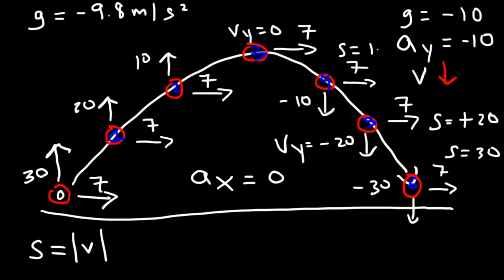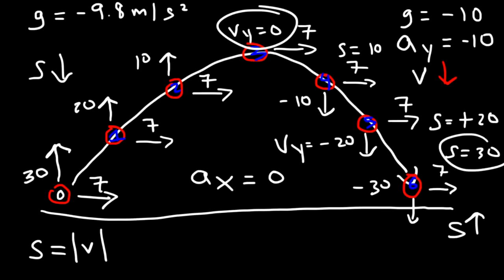So notice that the speed is decreasing on the left side, but on the right side it's increasing because it goes from 0 to 30. So whenever the ball travels upward, the velocity decreases and the speed decreases. But as the ball begins to fall back down to the ground or towards the earth, the speed increases and the velocity continues to decrease. Make sure you understand that.